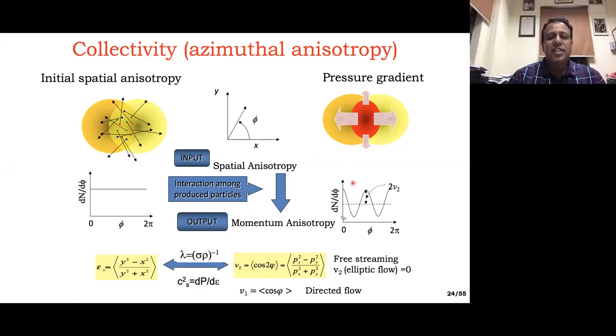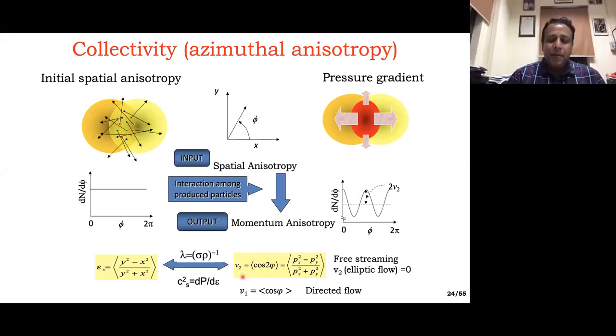One quantifies this anisotropy by looking at the azimuthal angle distribution with respect to the reaction plane, which is a plane subtended by the impact parameter and the beam axis. If one does a Fourier transform of the azimuthal angle distribution, then one has these Fourier coefficients, which quantify or are a measure of the collectivity.